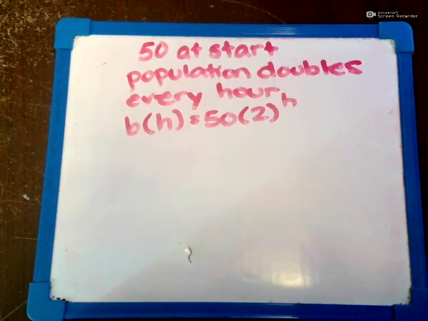Dr. Yamamoto is studying the growth of bacteria in a lab experiment. He puts 50 bacteria in a petri dish to start and observes that the population doubles in size every hour. This situation is modeled by the function b of h is equal to 50 times 2 to the power of h, where h represents the number of hours and b represents the number of bacteria. This is a model of exponential growth.